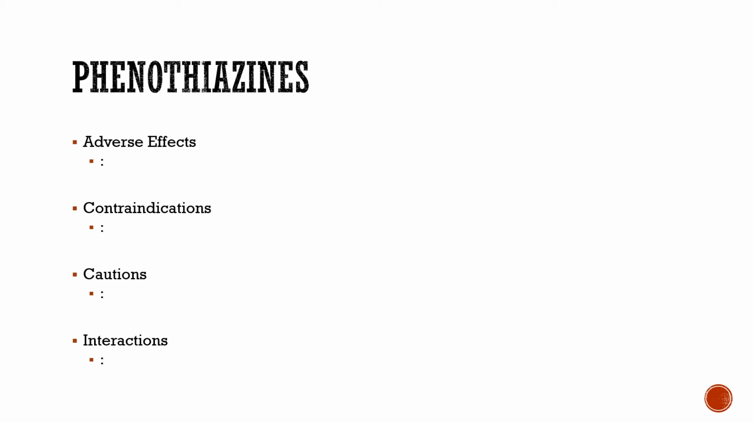And then, again, we're blocking dopamine. So we know there is a potential for EPS. So just be aware of those extrapyramidal symptoms. Contraindicated: coma, CNS depression. If they already have CNS depression, not a good idea to continue to suppress that. Be careful in children, people with renal or hepatic dysfunction.